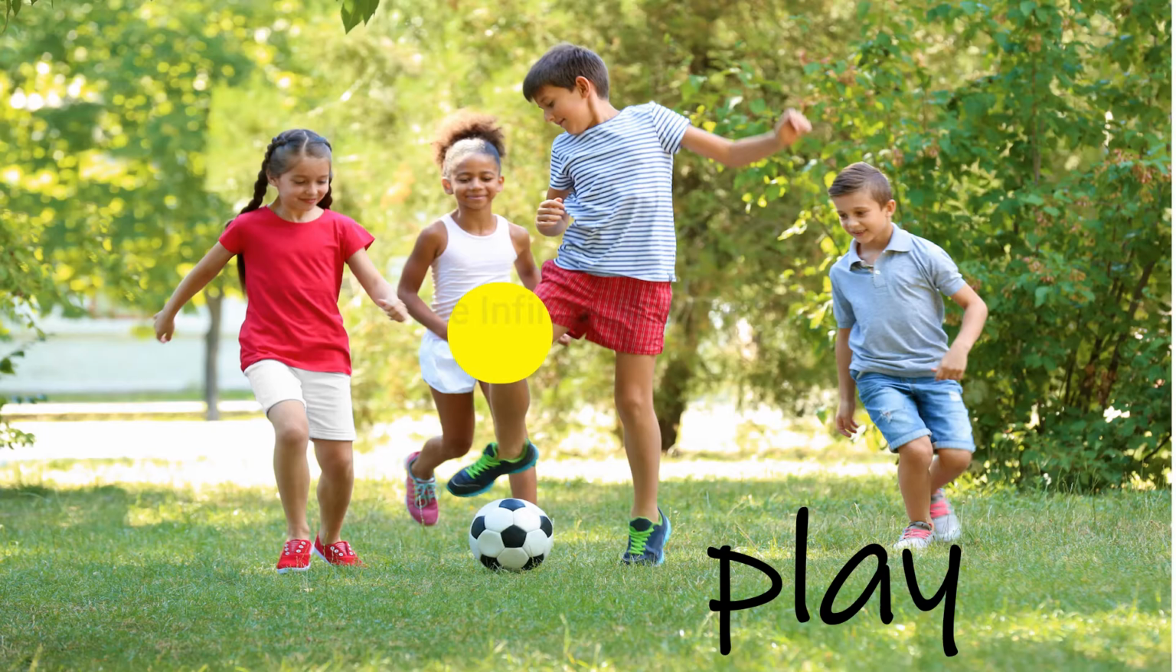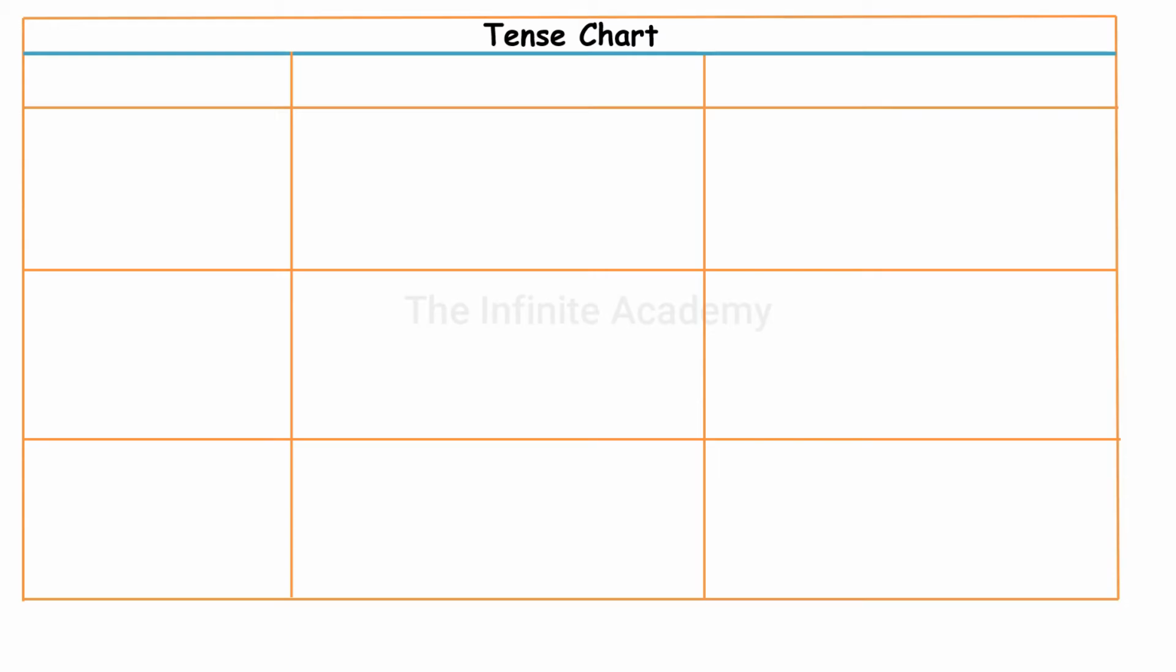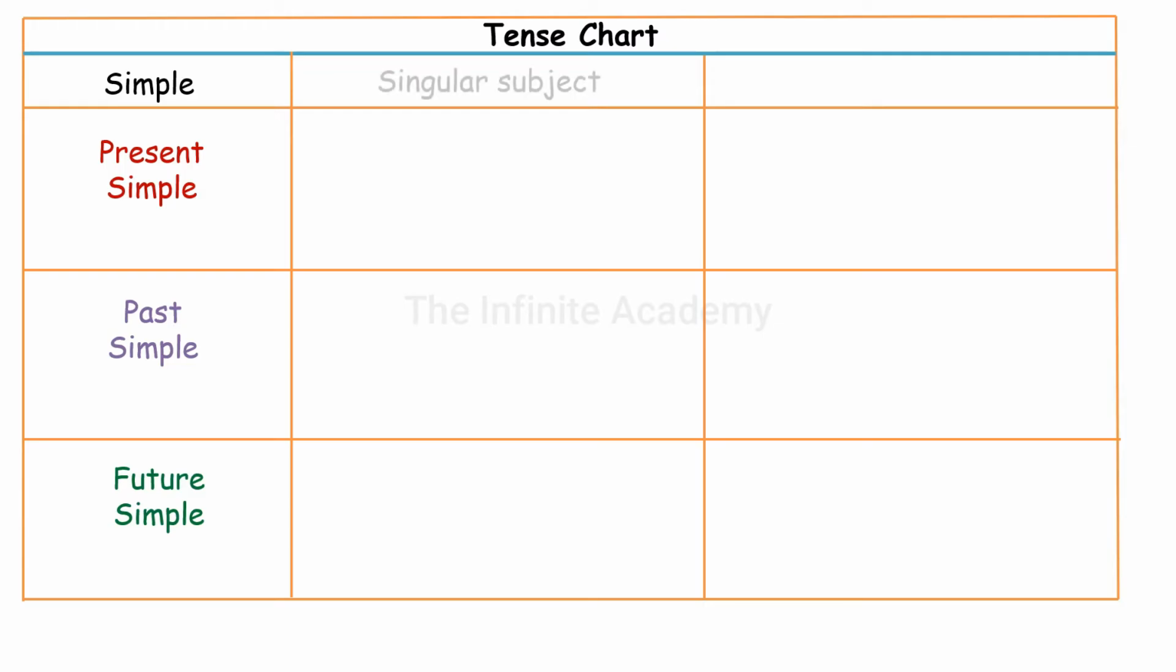Now let us make sentences using subject, helping verb and verb in V1, V2 or V3 form. The verb that we are going to use in today's video is play. Let us begin with simple tense. There are 3 tense forms: present simple, past simple and future simple. We will read sentences which begin with singular or plural form of subjects.